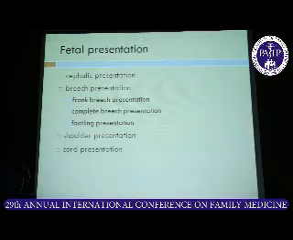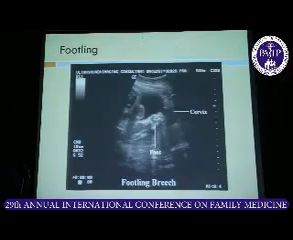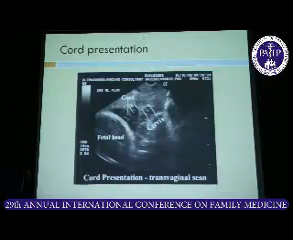Fetal presentation: breech, cephalic, footling, etc. This is a frank breech. You see the neck. This is the lower end of the fetus, and this is the presentation. Breech, extended hip and knees, breech presentation. This is a footling, the foot is presenting. This is the umbilical cord which is presenting.